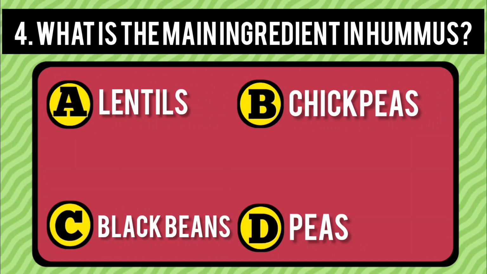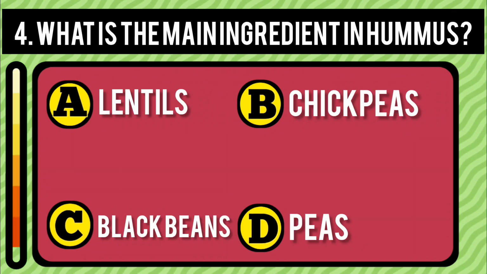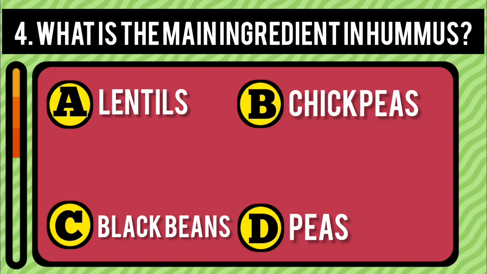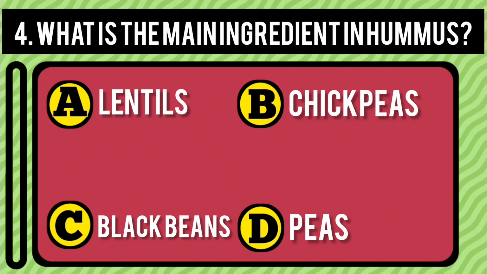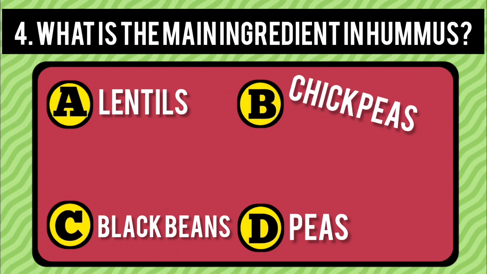What is the main ingredient in hummus? A. Lentils. B. Chickpeas. C. Black beans. D. Peas. The right answer, chickpeas.